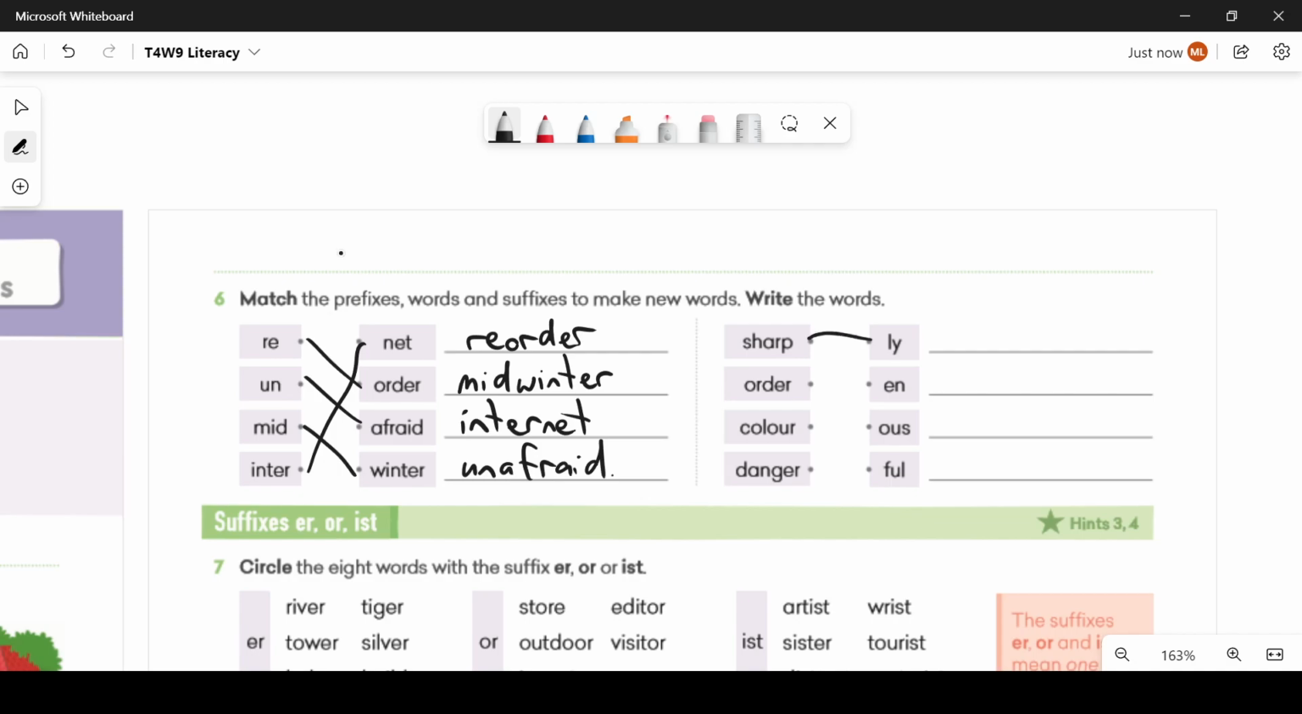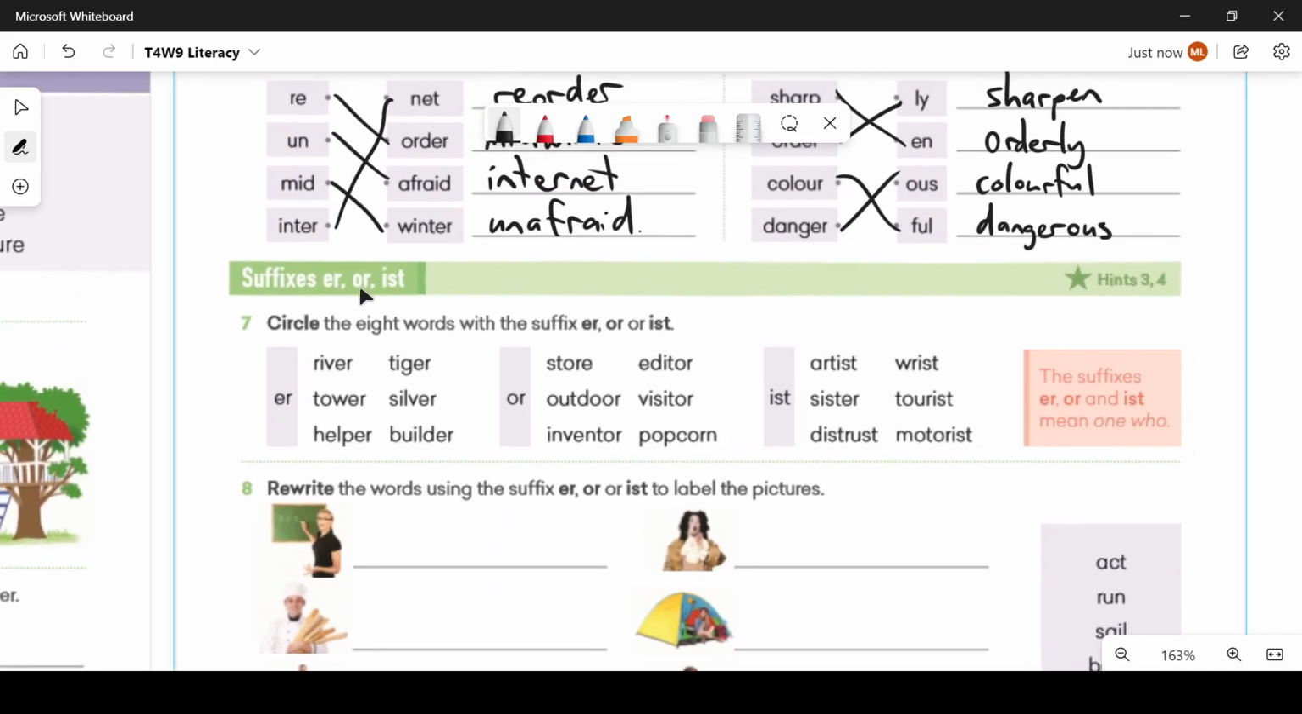All right, sharply. Maybe that's not going to be right because orderly might be that. Colorful, dangerous, sharpen. Okay, sharpen to make sharp. Orderly to have order. Colorful to be full of color. And dangerous, to be full of danger, or to have danger. Okay, suffixes er or ist.